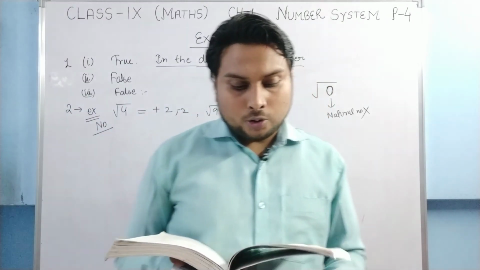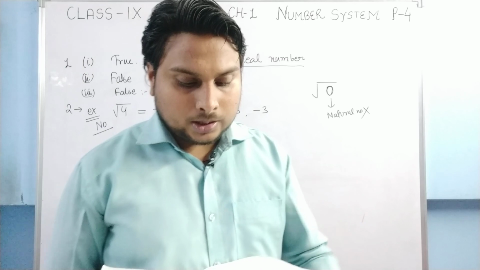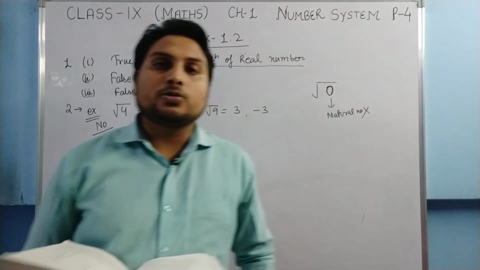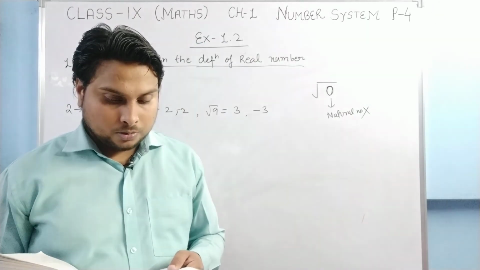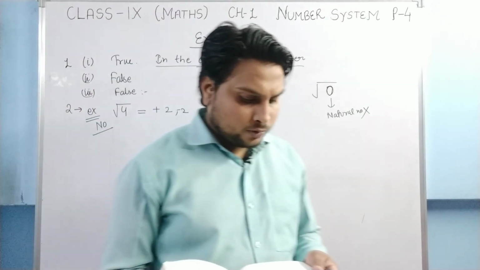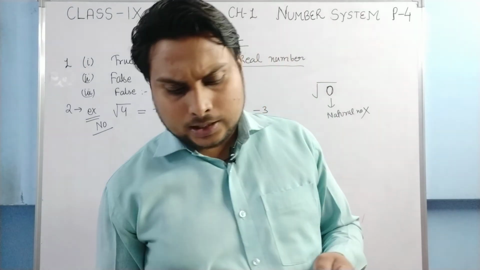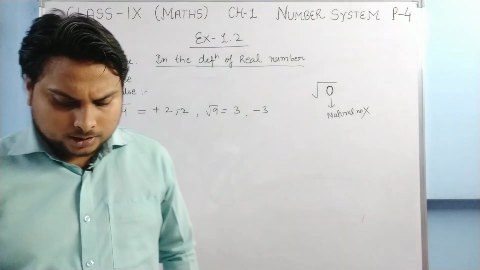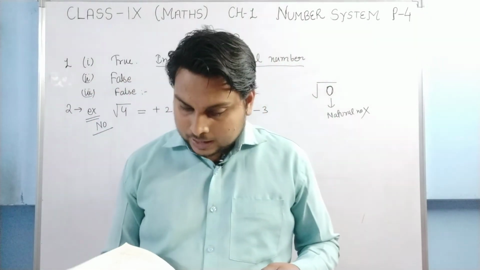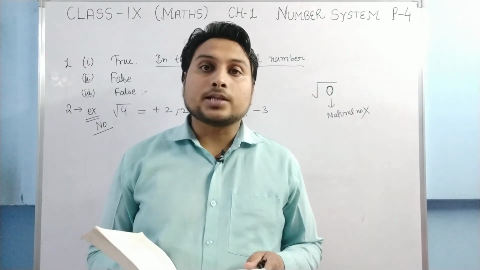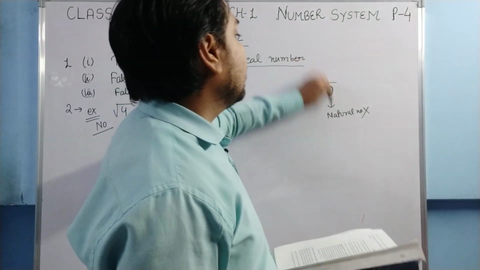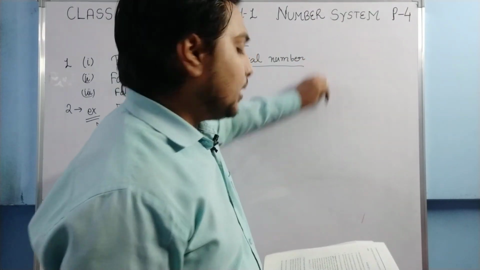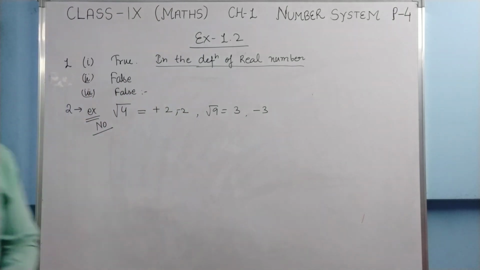Third is, show how under root 5 can be represented on the number line. So two methods we have studied today for showing under root 5 on the number line. And the fourth one is a classroom activity. Basically it is related to the spiral method. So like this we have completed exercise 1.2. And students, in the next part we will see the decimal expansion related topic.